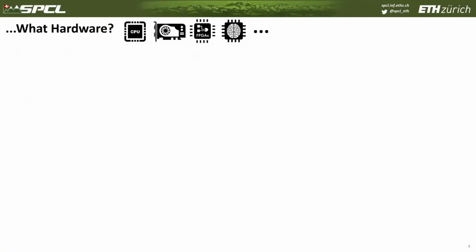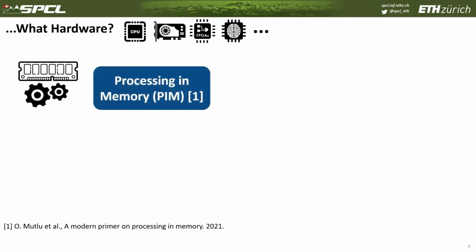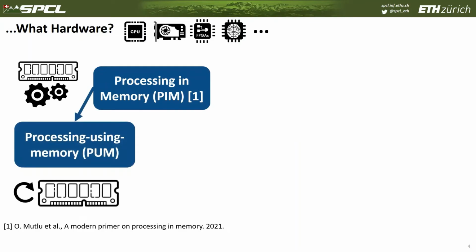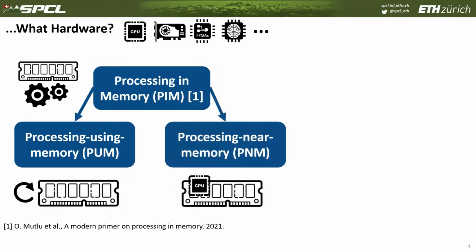Right, so we have many of these different architectures, and what we are going to focus on in this work is processing in memory. We are going to focus both on the variant called processing using memory, in which we are conducting some simple operations directly inside DRAM banks, but also we are going to take a look at how we can harness the power of processing near memory, PNM, where we have our compute capabilities outside DRAM banks, but very close to them.